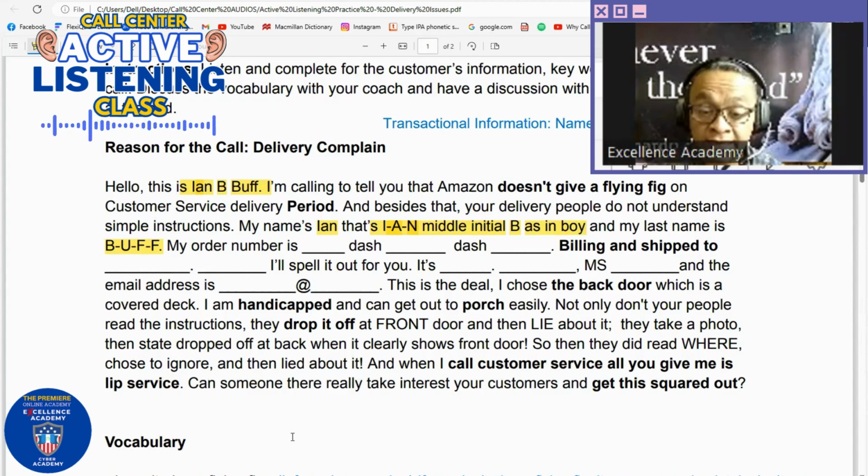That's I-A-N, middle initial B as in boy, and my last name is B-U-F-F. My order number is 114-5012637-560-0103. Billing and shipped to 27.